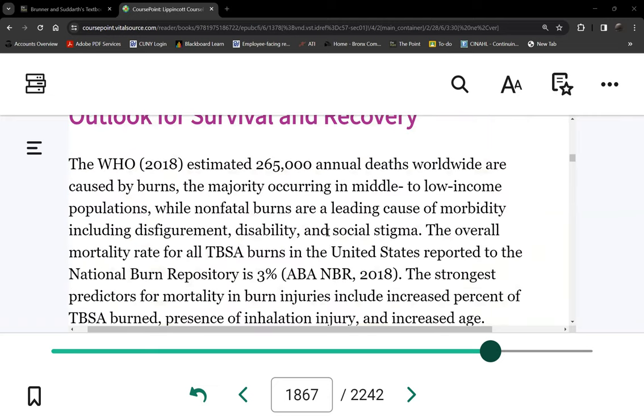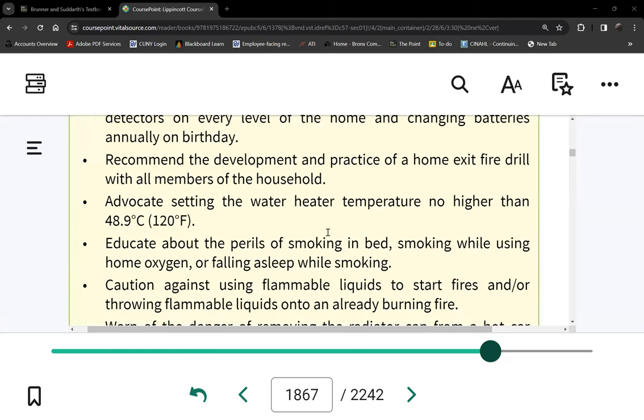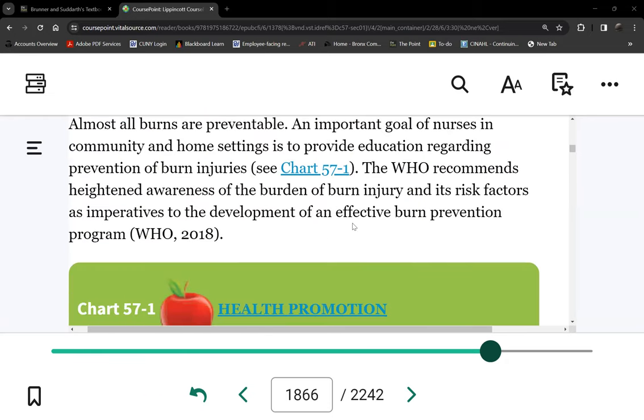Let's see if it's in the paragraph. No, it does not say where the location should be.